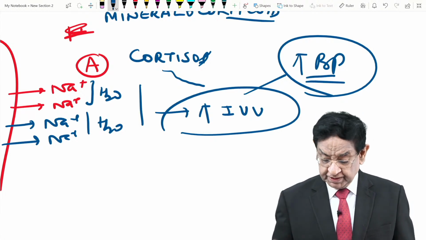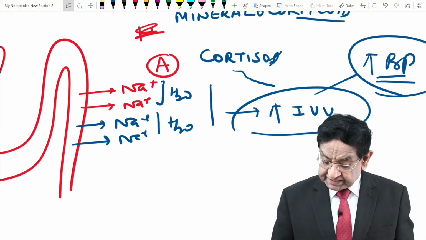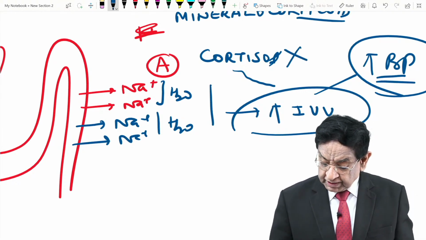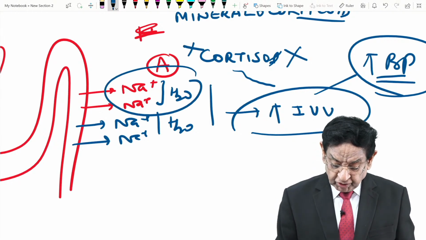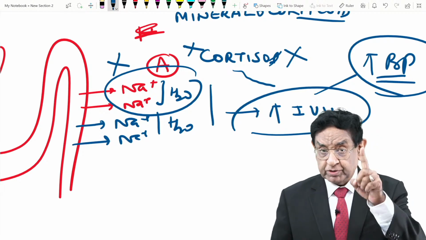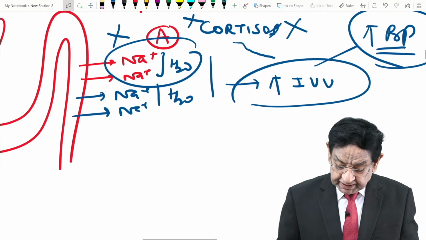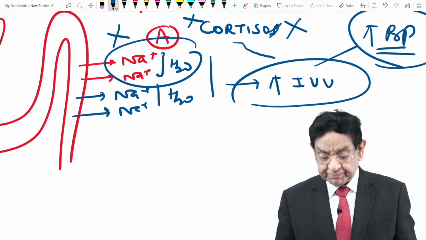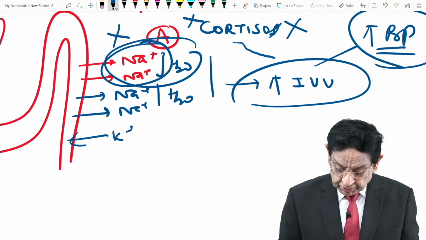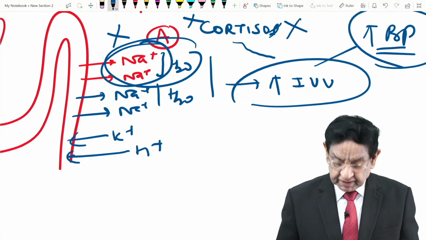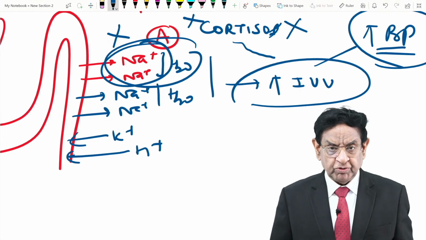Now, in Addison's disease, the reverse will happen. In Addison's disease, there is no cortisol, there is no aldosterone also. So sodium and water will not be reabsorbed. And one more thing: whenever sodium is getting absorbed, like initially 2 sodium are absorbed, the body has to secrete 2 positive particles. Why? Law of electrostatics. 2 positive in, 2 positive go out.